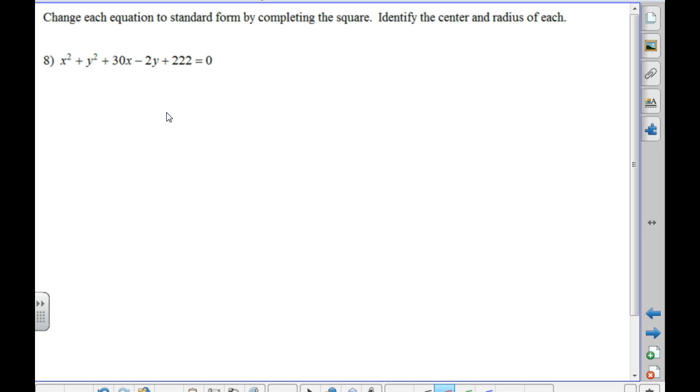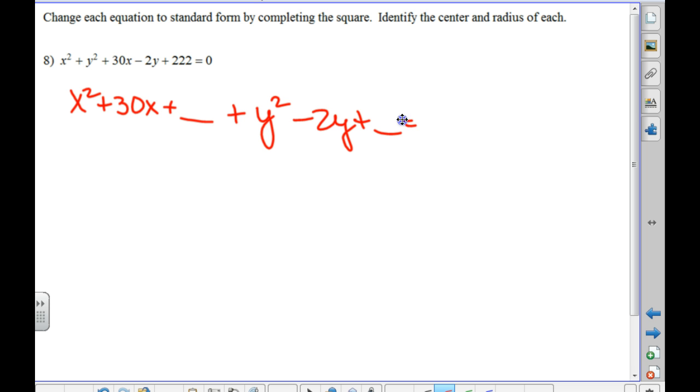The first thing we want to do is rearrange this. Remember how it was separated x's and y's when we were doing it the other direction? So we're going to separate these: x squared plus 30x plus blank, and y squared minus 2y plus blank equals, and they did do equals 0. We'd have negative 222 if we move that over, plus a couple blanks on this side. Remember doing this last year? Yes, we're completing the square twice.